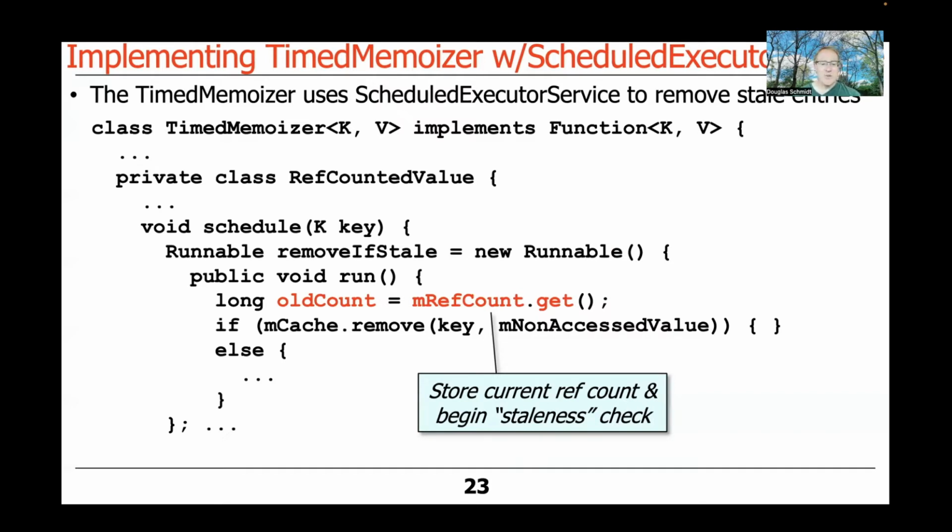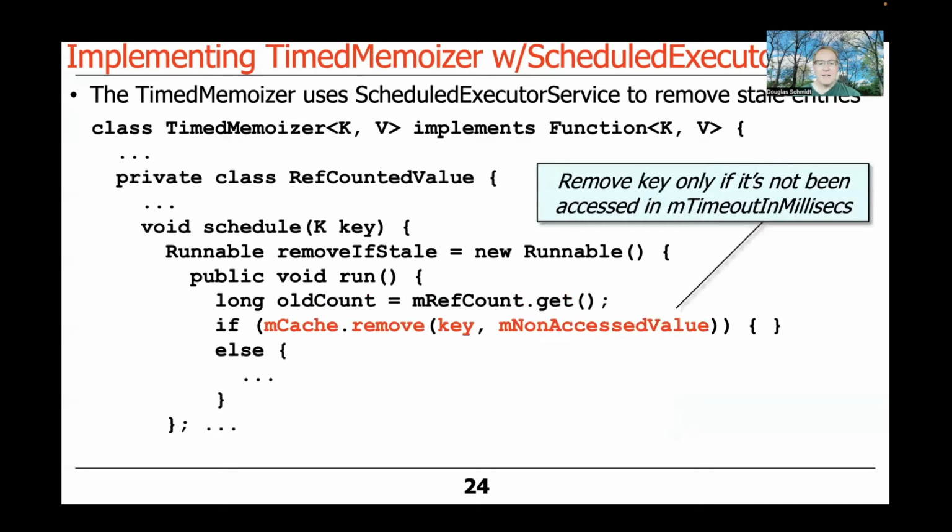So we get the current reference count. And then we call the remove method on the concurrent hash map. We pass in the key, which is the item that we're trying to see if we should remove, and we're passing in m non-accessed value. And the way that the remove method works is it's only going to remove this key if the value of m non-accessed value is equal to the current ref counted value.